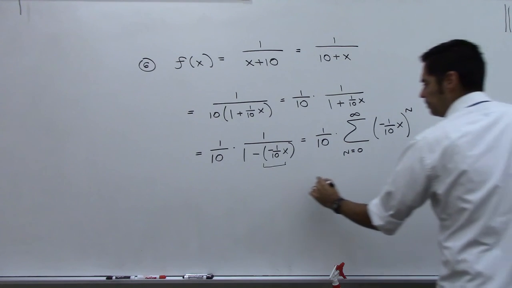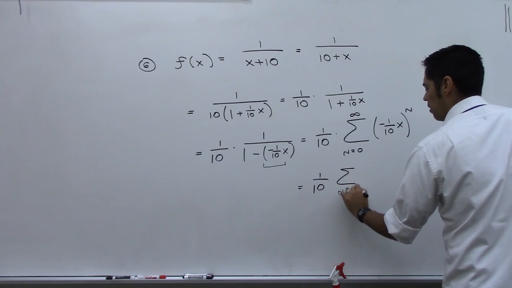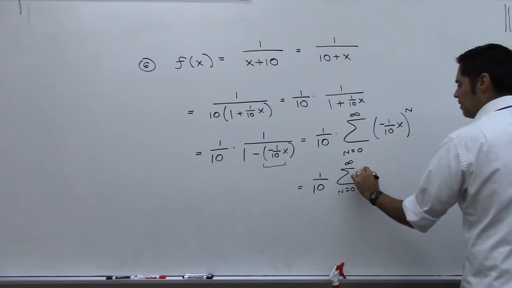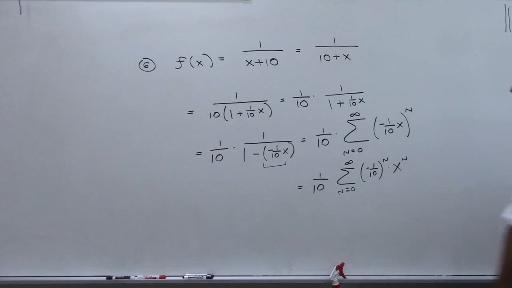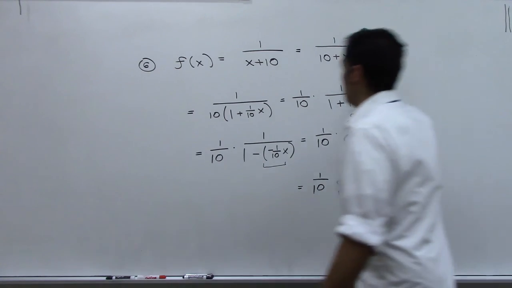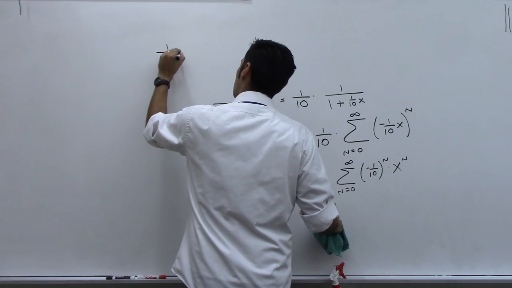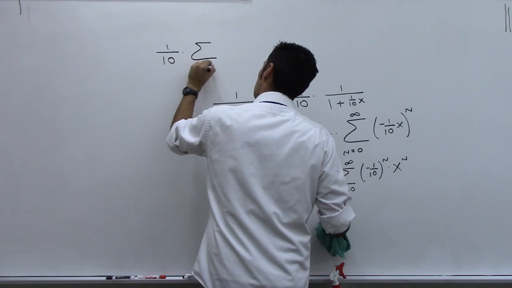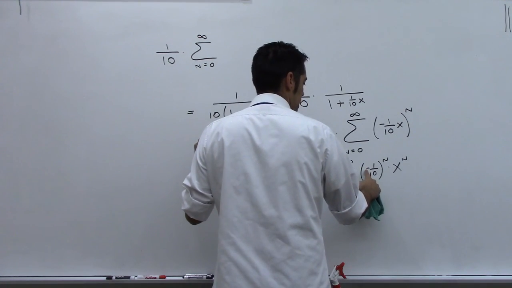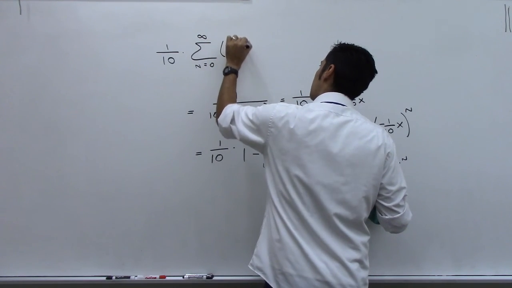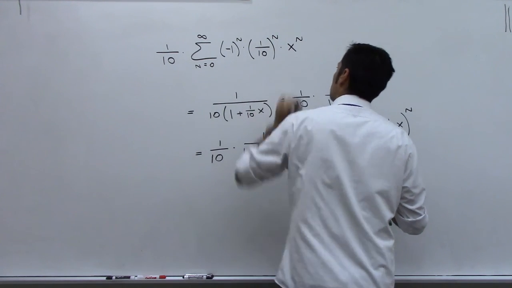And then I'll split this up. This is 1/10 sum n equals 0 to infinity, and then I'm going to rewrite this as negative 1/10 to the n times x to the n. I'll go a little bit further now. I'm going to rewrite this as 1/10 times the sum n equals 0 to infinity of, splitting this up because there's a negative there, negative 1 to the n, and then 1/10 to the n, and then x to the n.